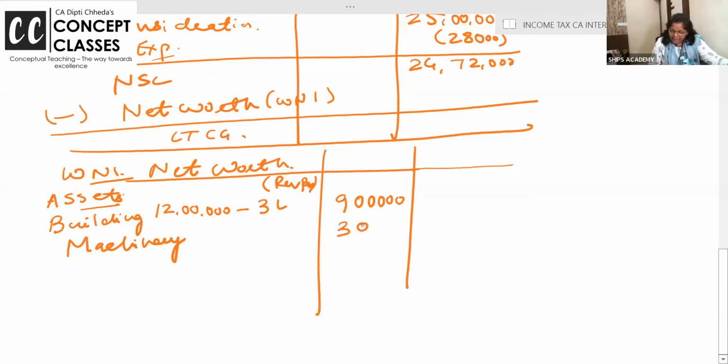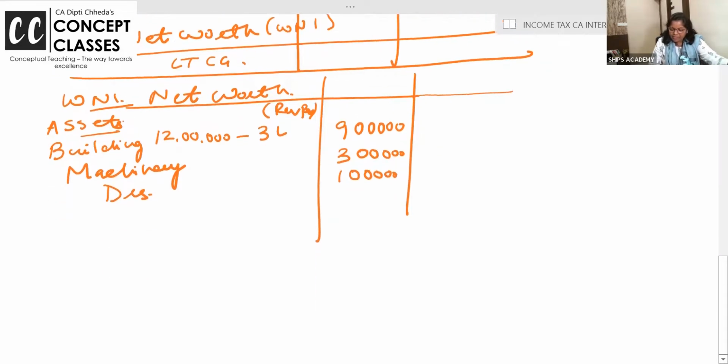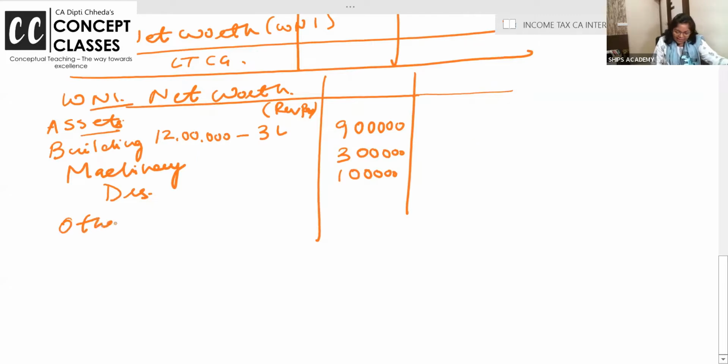Next I am taking machinery. Machinery's value, correctly given, is 3 lakh. Then I will take debtors, 1 lakh. Are you feeling you are in an accounts class? That is good.